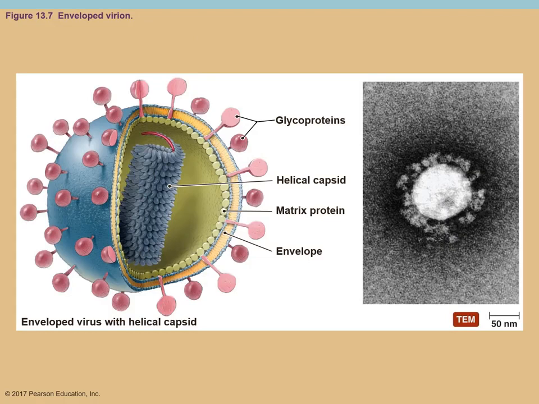So here is an example of an enveloped virus. Inside you have your viral DNA, then you have this helical capsid right here, and then this is the envelope that is surrounding it. Like I said, this was formed from the host cell plasma membrane or cell membrane.